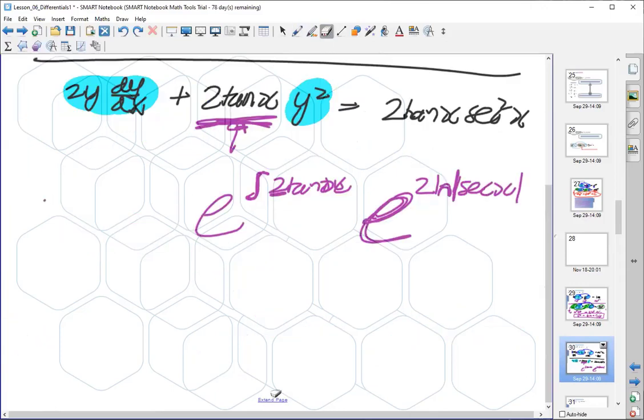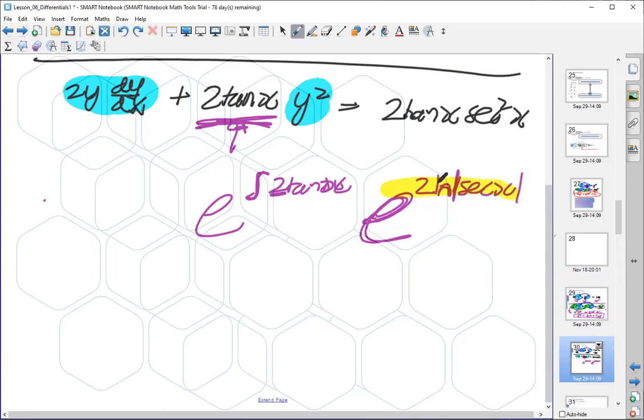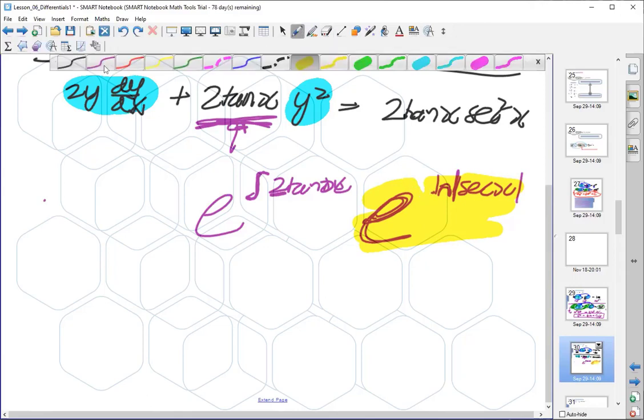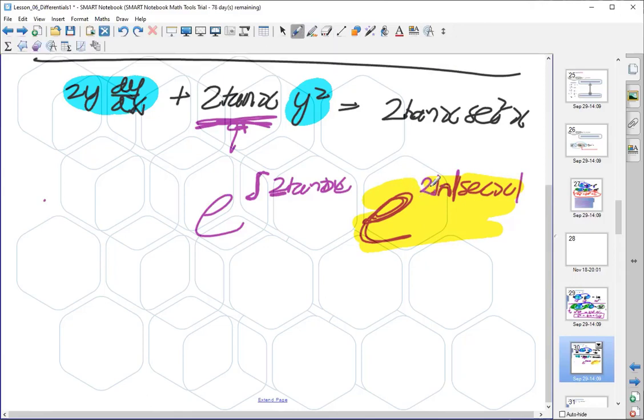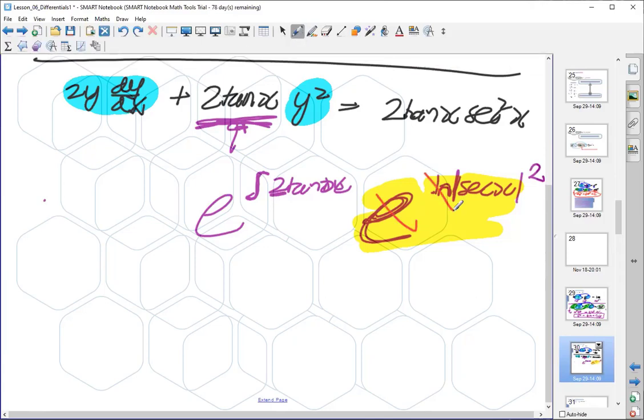So then the integrating factor would be... No, you need to simplify that. Oh yeah. You can bring the power up, so it would be sec x squared, and then the e and the ln cancel, and it becomes sec squared x. Yeah, so sec squared x is what you need to multiply by.